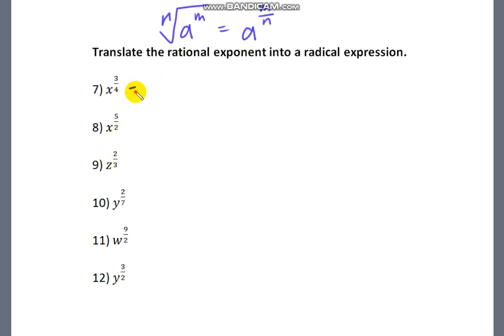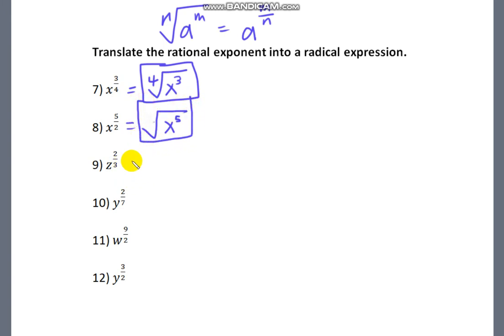So now we're going to try to go backwards. m is 3 and n is 4. So this is just the fourth root of x cubed. Fourth root of x cubed. Okay? If we go backwards, now the 2 here, if you had to rewrite it, it would look like this, right? But remember what I said earlier, if you have a 2 here, we already know that this is a square root. We don't need it. It's gone.